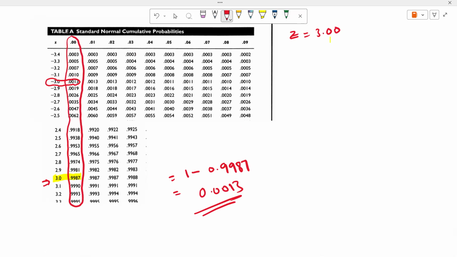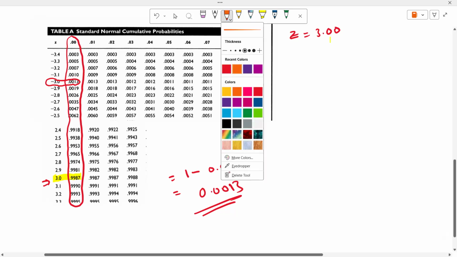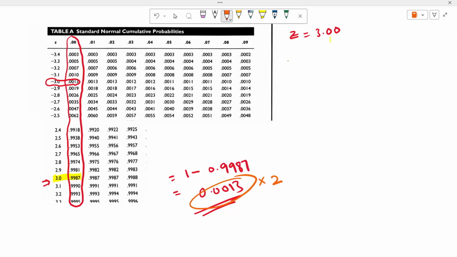So you can get to the right answer in two ways. Either you can do this, and then you multiply it by 2, and you would get your answer as 0.0026. So it's approximately 0.27 percent. Similarly, if you're looking at the negative 3.0, you don't have to subtract it from 1. It would be your right answer.